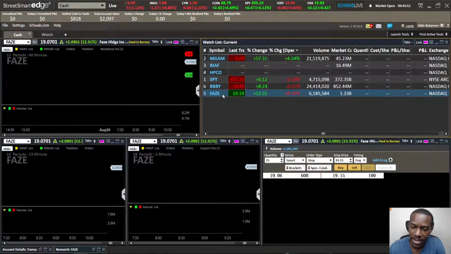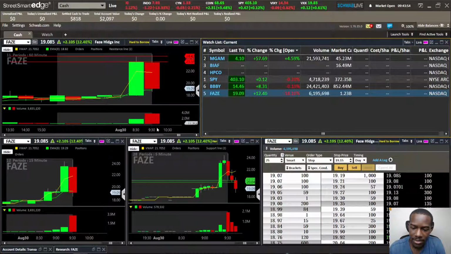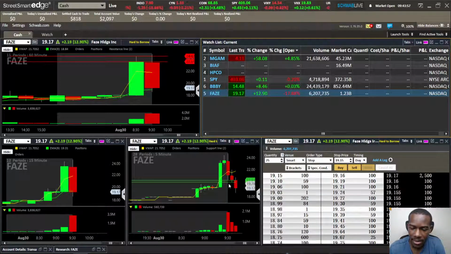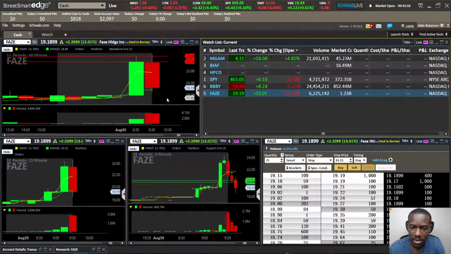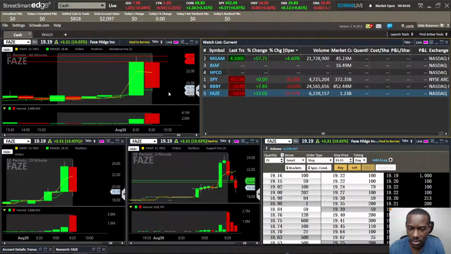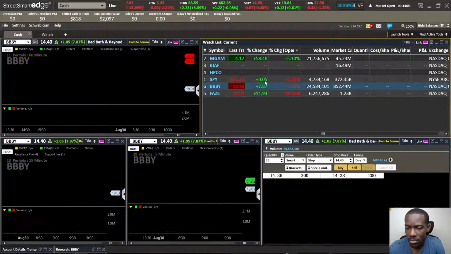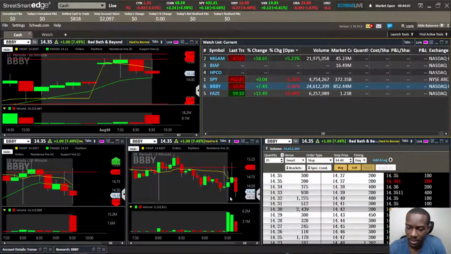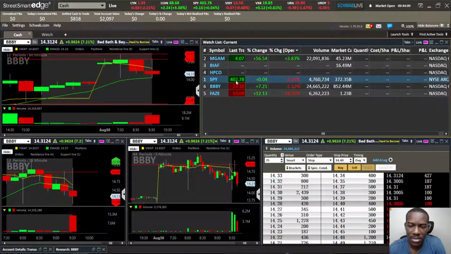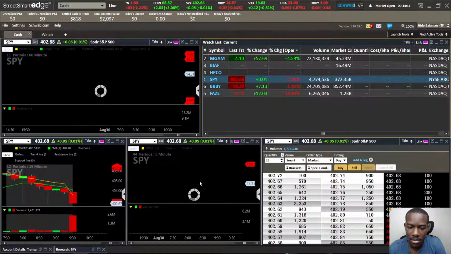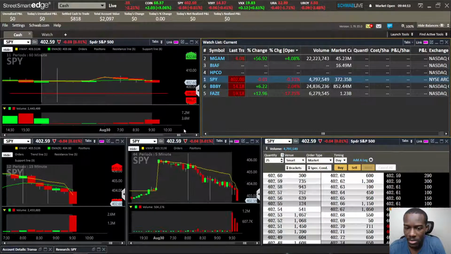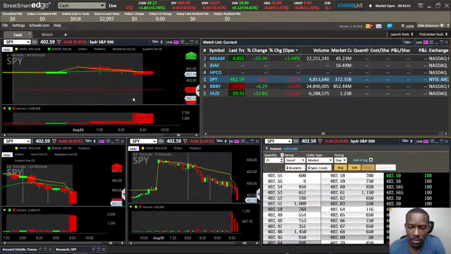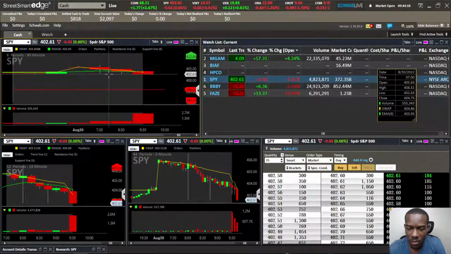Phase did end up breaking down the 20s. It broke big there on the $20 break, as we were thinking it was gonna do. So $20 breakdown. BBBY also big slap down as well. Let me see. SPY must have had a nice little clap as well. Yep, SPY having a clap down as well. The bottom of this candle is the 402s.